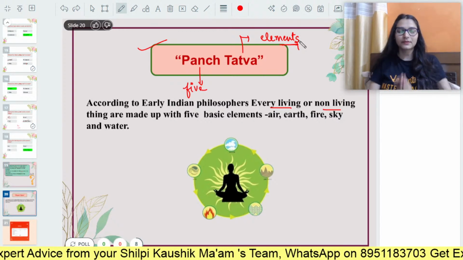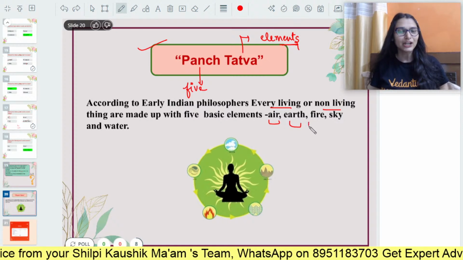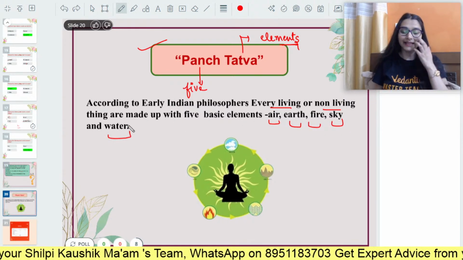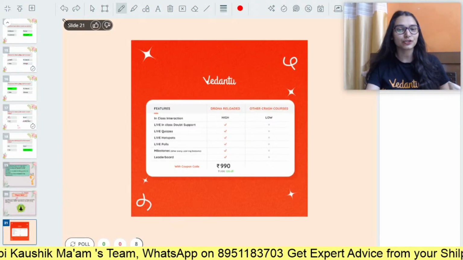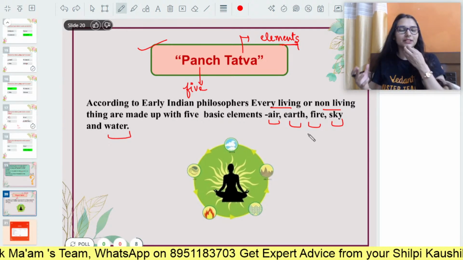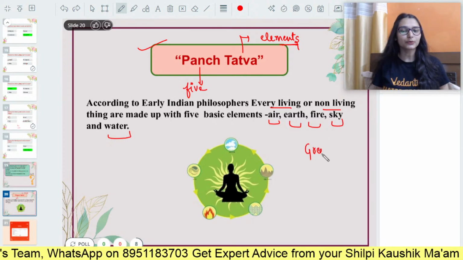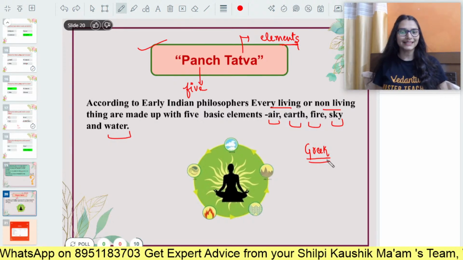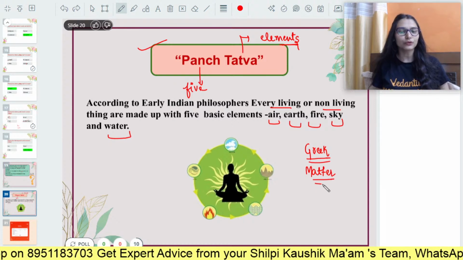So yeah, 5 elements. And what are those 5 elements? Air, earth, fire, sky and water. Okay, so everything, that was an old philosophy, that everything present around us is made up of these Panch Tattva. Now if you see later on what happened, scientists started using some scientific terms. Then there was some other Greek philosopher. There were some Greek philosophers who said that everything present around you is what matter. Okay, now what is that matter? Everything around you is matter.